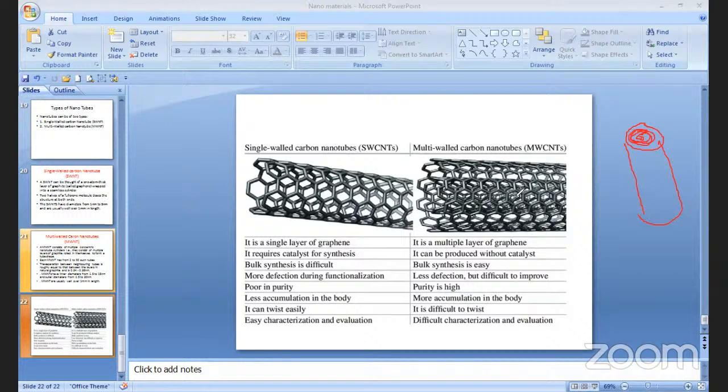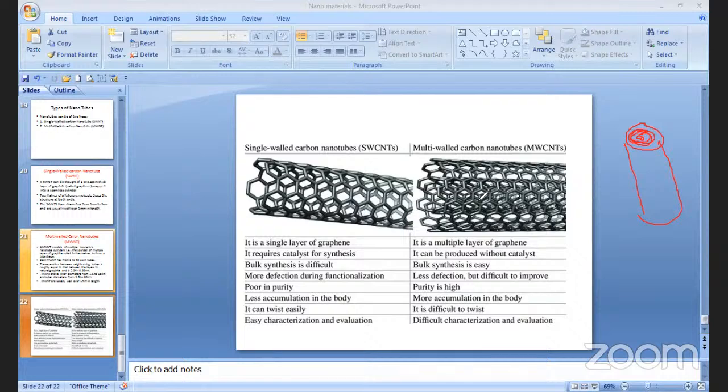Okay. And if you take the multi-walled carbon nanotubes, they have 2 to 50 tubes inside. The separation between the neighboring tubes is roughly equal to that between the layers in natural graphite, with a size of 0.34 to 0.36 nanometer.